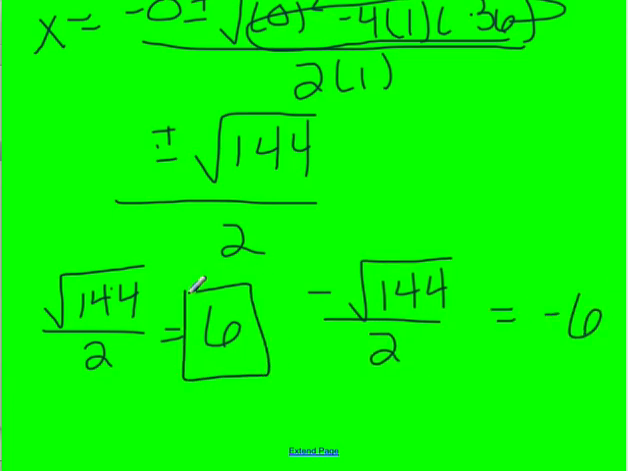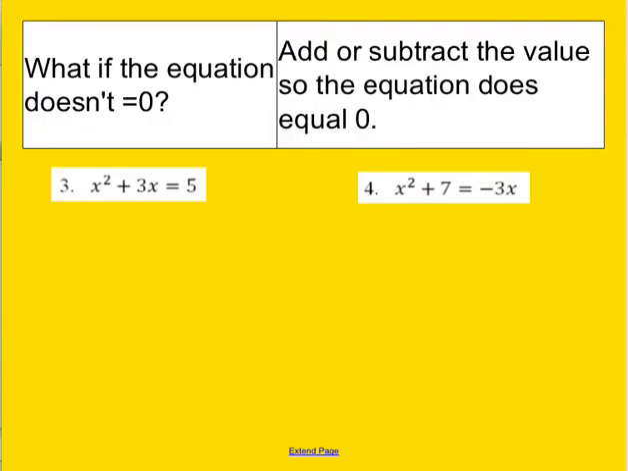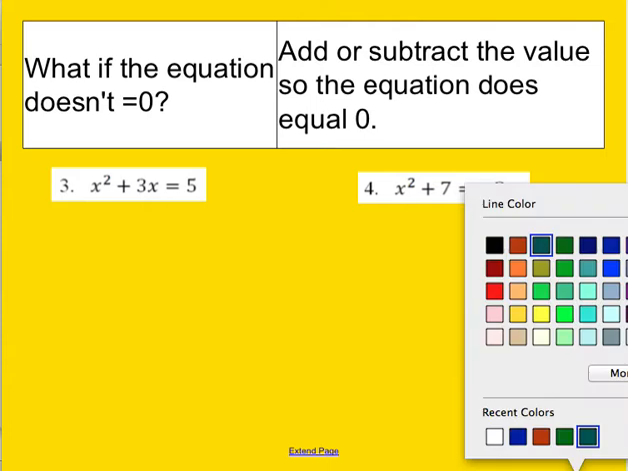So positive 6 and -6 are our two answers for number 2. Okay, so what happens then if the equation that we're doing isn't set equal to 0? Well, that means we need to bring whatever's on that side and get it over to the other side so that it does equal 0. So let's take a look at number 3, for example.